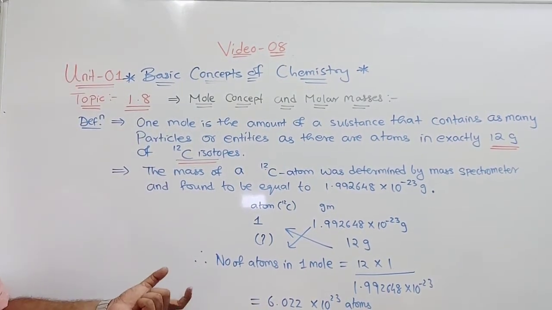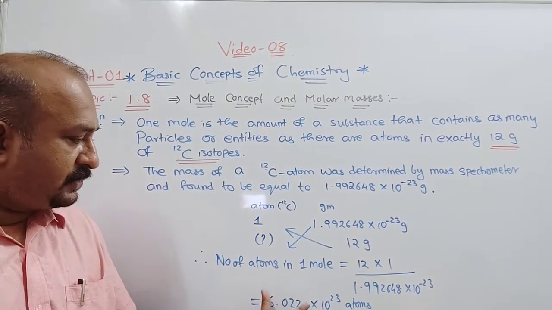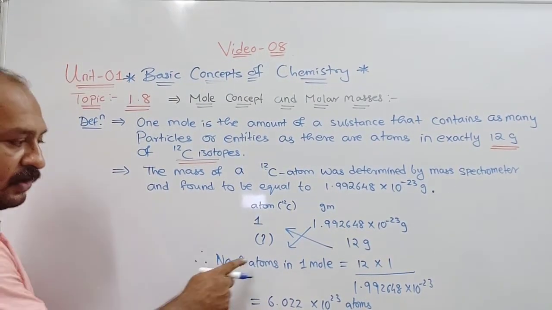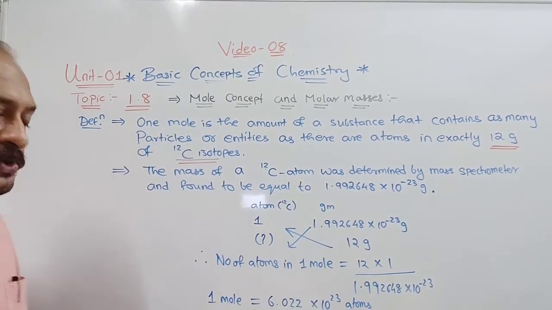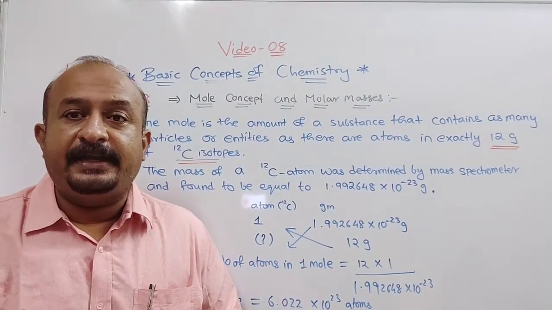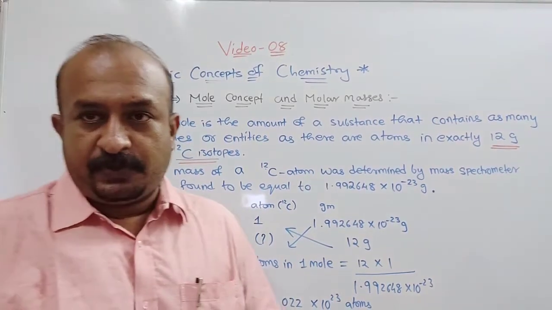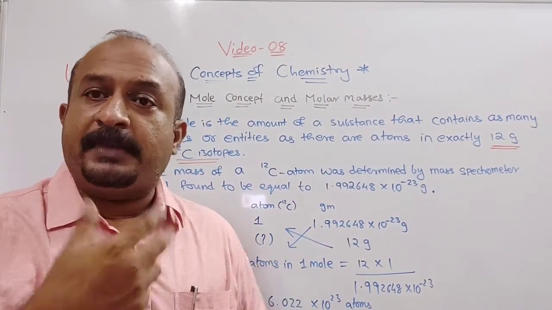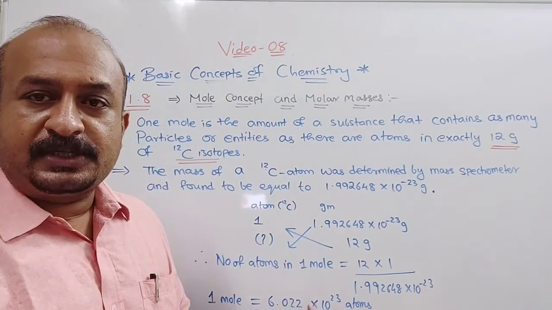So now, this part I think you must have understood. How much is it? 6.022 into 10 raised to 23 atoms. That is 1 mole of this atom. 1 mole is equal to 6.022 into 10 raised to 23 atoms. Because carbon is taken as standard for finding out atomic mass and molecular mass. We have seen in our previous videos, if you have seen, the atomic mass unit that I explained. So here 1 mole is equal to how many atoms?